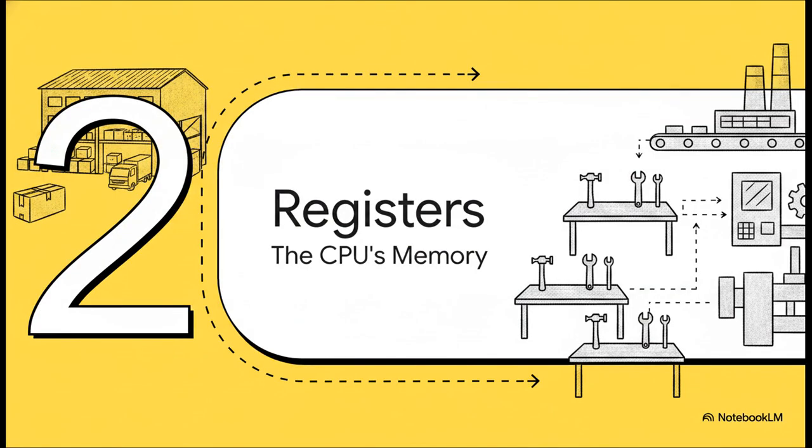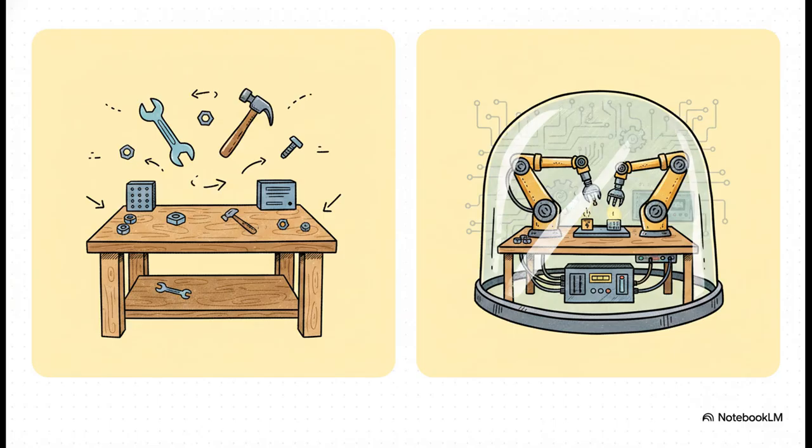Moving on to Section 2, Registers, the CPU's memory. If the main memory of your computer is a distant, massive warehouse, registers are the individual workbenches right next to the machinery on the factory floor. These workbenches generally fall into 2 categories. On one side, we have user-visible registers. These are out in the open for machine or assembly programmers to optimize their code and save trips to that distant warehouse. On the other side, we have control and status registers.